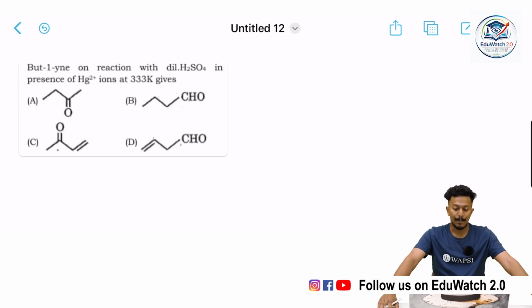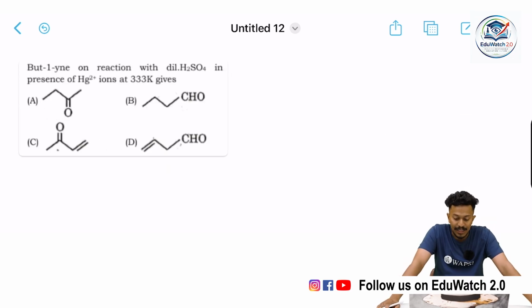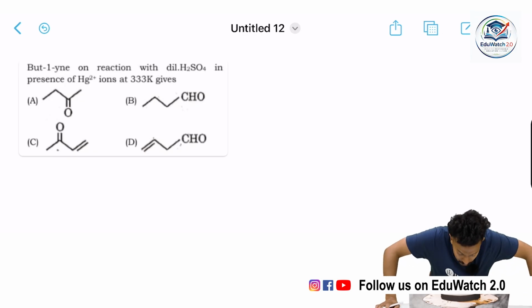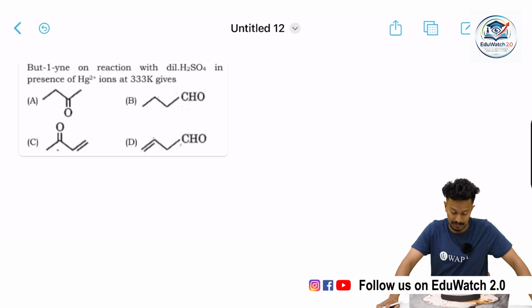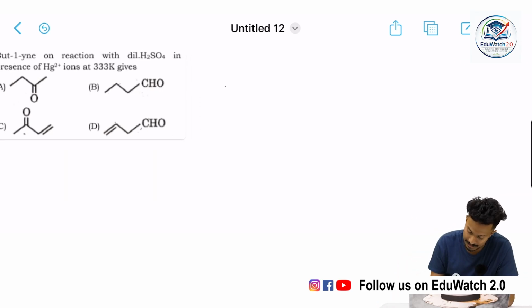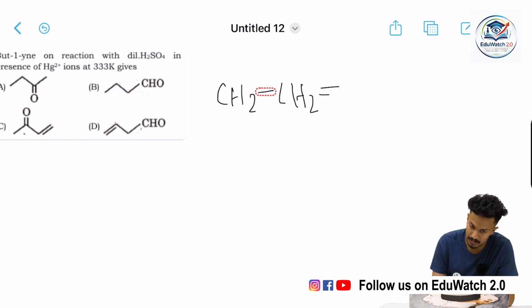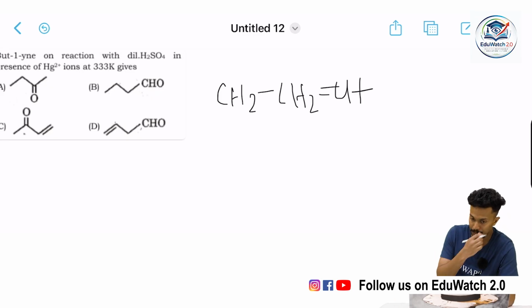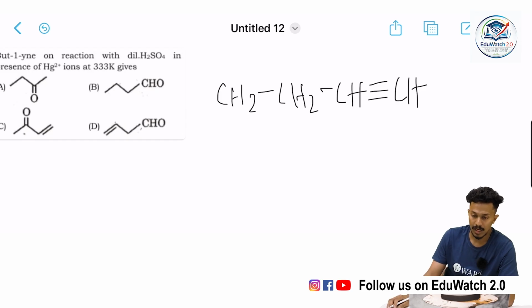Our next question: but-1-yne on reaction with dilute H2SO4 in the presence of Hg2+ ions at 313 Kelvin gives what? Okay, this is our question. We will write the chemical formula of but-1-yne. Sorry, I have written it wrong actually. It's actually propyne, we'll write CH3-C triple bond CH. Am I right for this one?